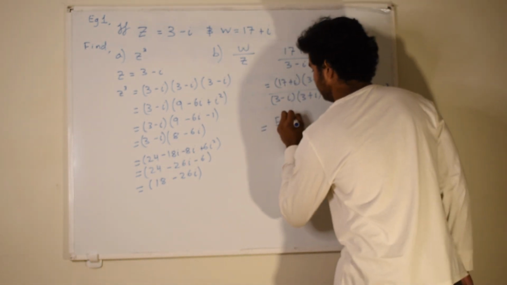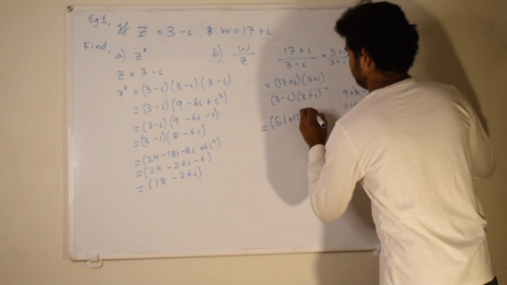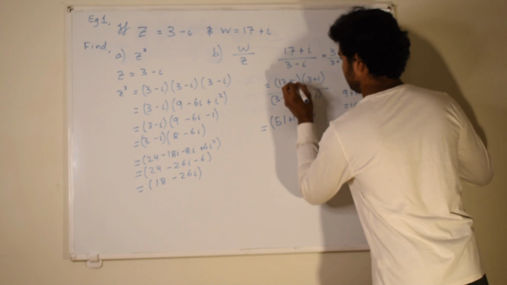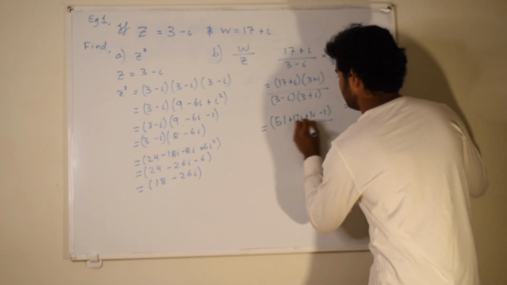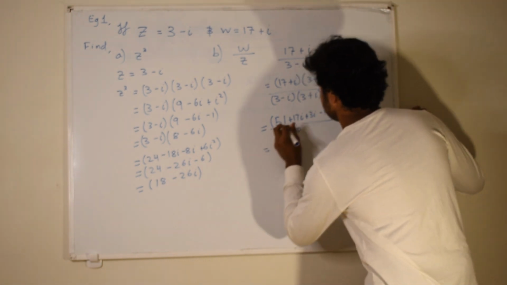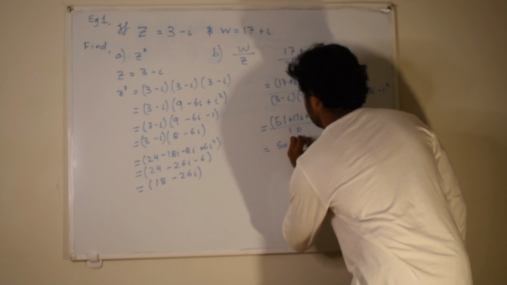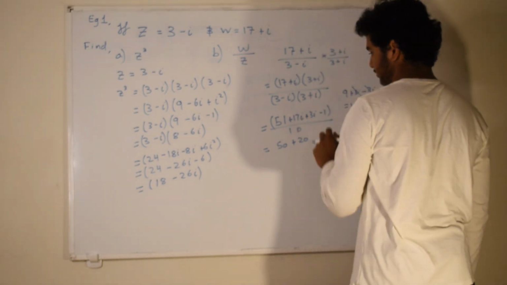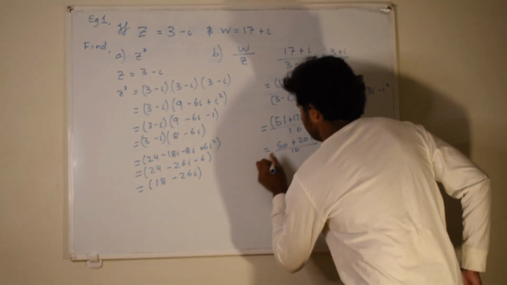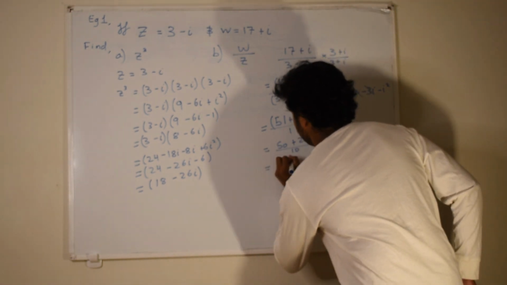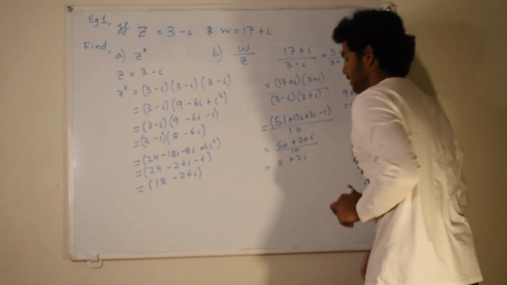plus 17i, plus 3i, plus i squared, which is minus 1, all upon 10. So this then becomes 50 plus 20i, since 17i plus 3i is 20i, all upon 10. So we can rewrite this as 5 plus 2i, which is your final answer.